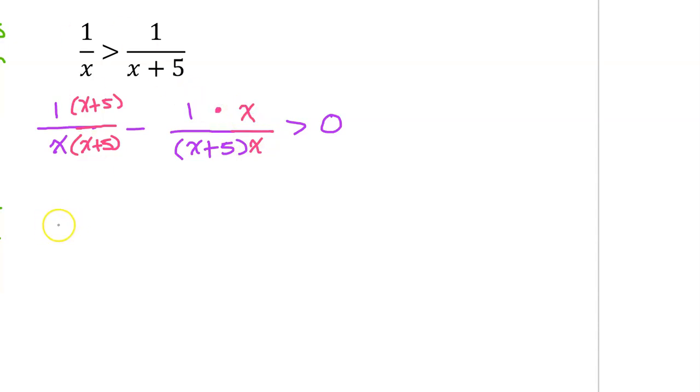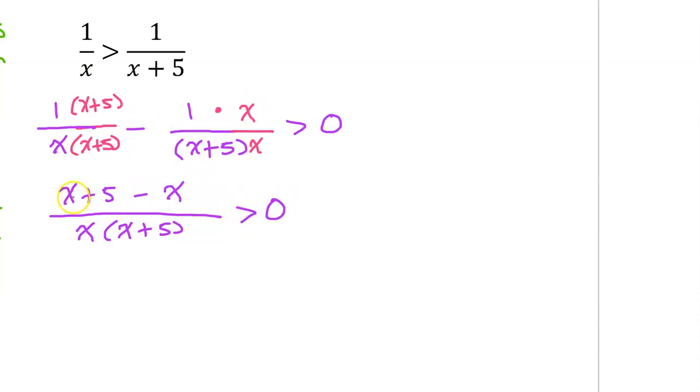Now we have like denominators, so we can combine these into one fraction. We keep the like denominator of x times x plus 5. Then in the numerator, we have x plus 5 minus x. And all of this is greater than 0. Simplifying, we notice that the x minus x cancels out. So now we have this. Also, I decided to change this to a greater than or equal to problem so I can show you when to use a bracket and when to use a parenthesis.